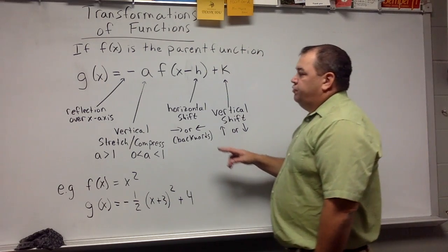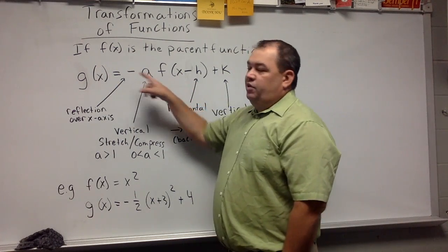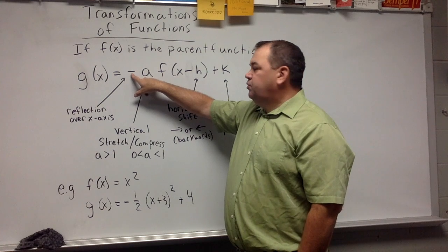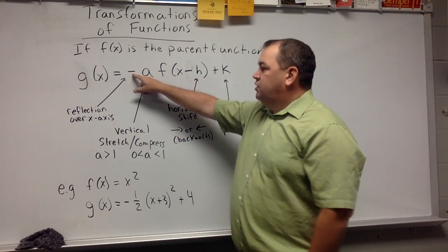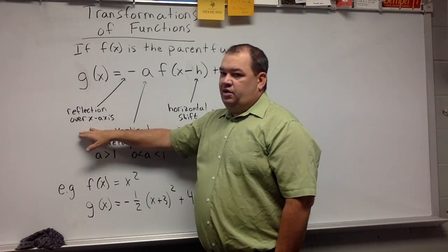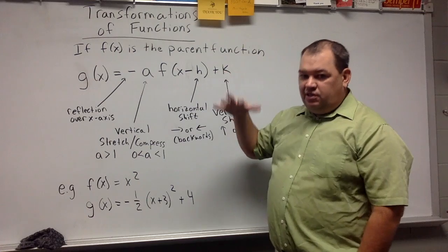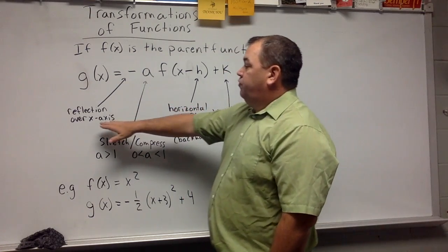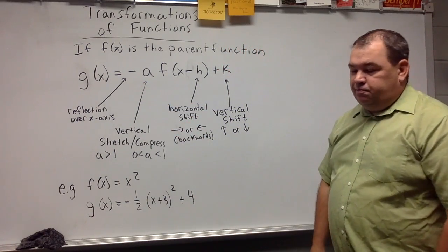There's two more transformations that we do. These just move it around. There's two out front that do some other things. Let's start with the sign in front. Normally we have a positive sign out front. But if we put a negative sign out front, we do a reflection over the x-axis. We mirror this. If a function was pointing up, now it's pointing down. If it was pointing down, now it's pointing up. So we reflect it over the x-axis. That's the sign that's out in front.